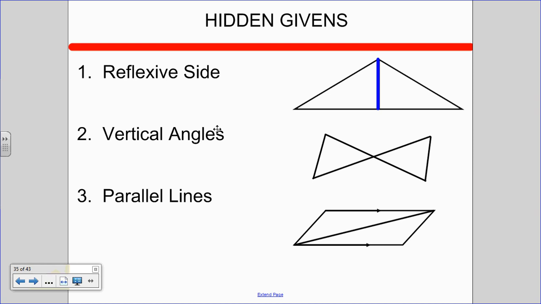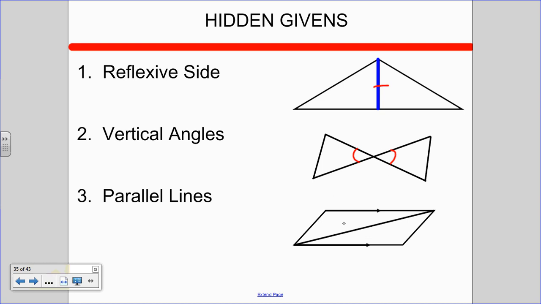Some hidden information that you should know is helpful. A reflexive side, in other words, when two triangles share a side, that one side that they share will be a congruent side. So you can go ahead and mark a congruent tick mark if there's not one there. You should remember that vertical angles are congruent. The bow tie angles, they're always congruent. Again, you should not have to be told all the time. You should know that vertical angles are congruent.